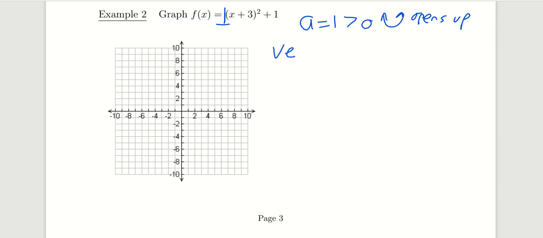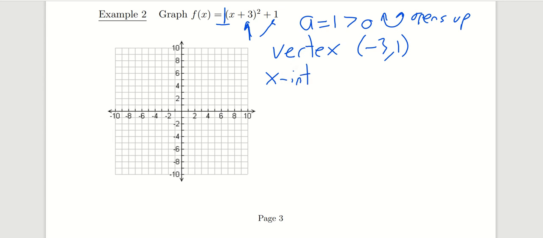We can now determine the vertex. It's going to be -3, 1. Remember, it's kind of the opposite of the value you see in the parentheses with the x. If we see a positive 3, x plus 3, then -3 is the x value for the vertex, and the number on the outside, that +1, is literally going to be the y coordinate of the vertex. So far, so good.